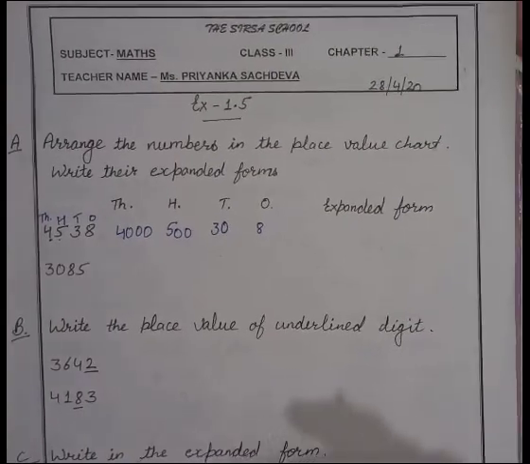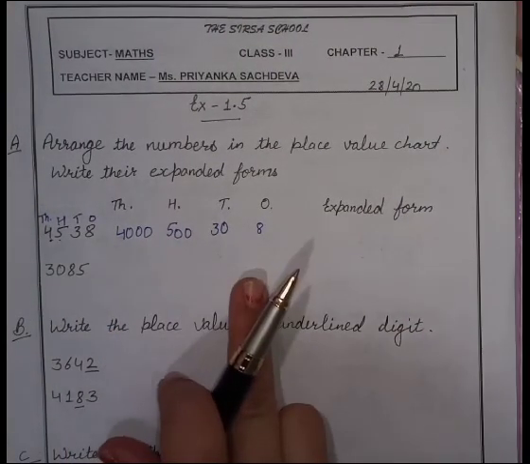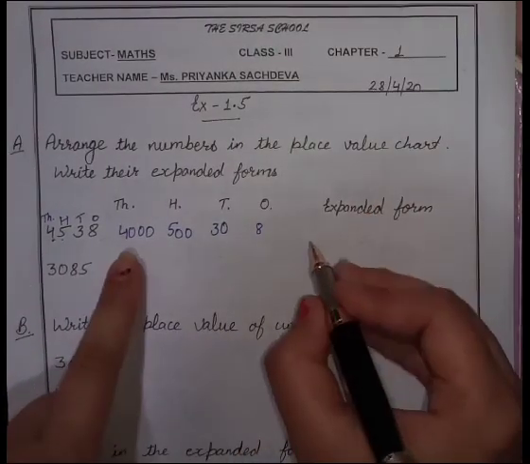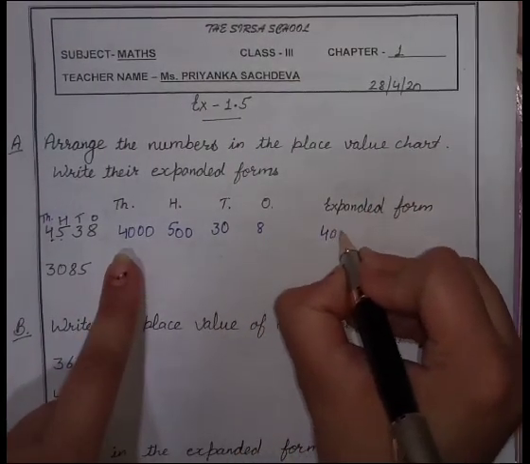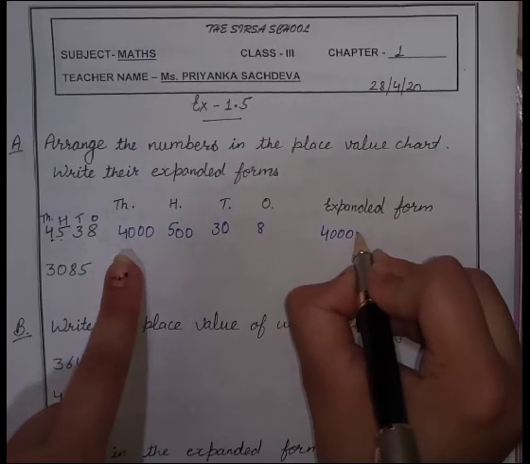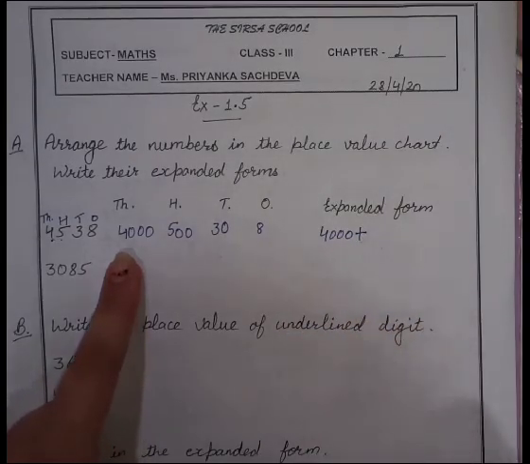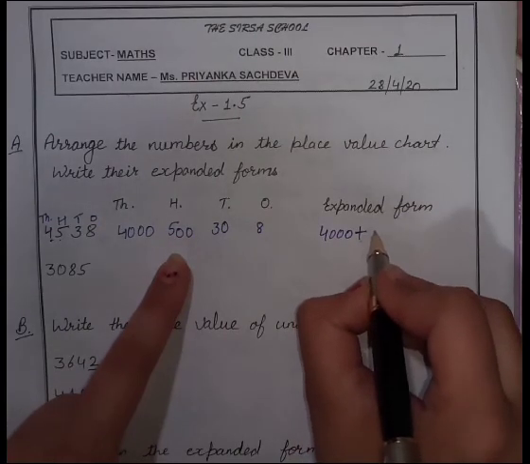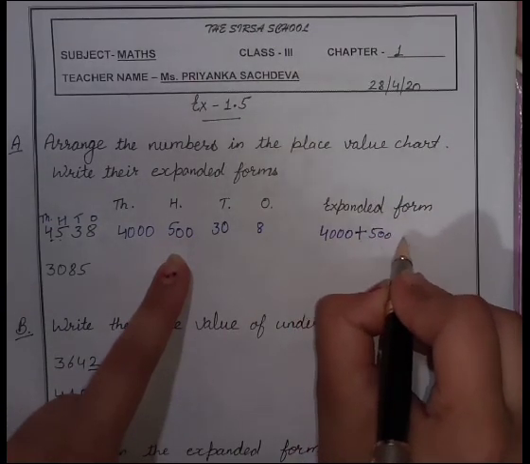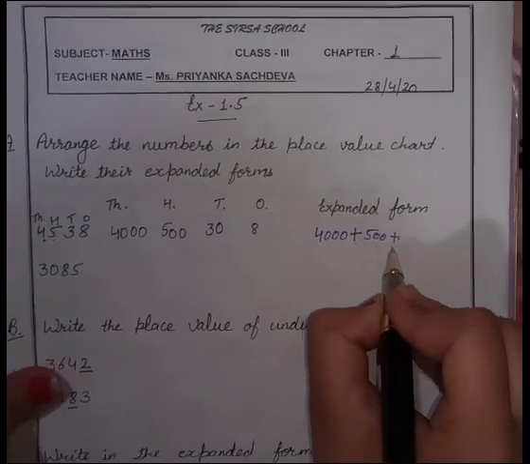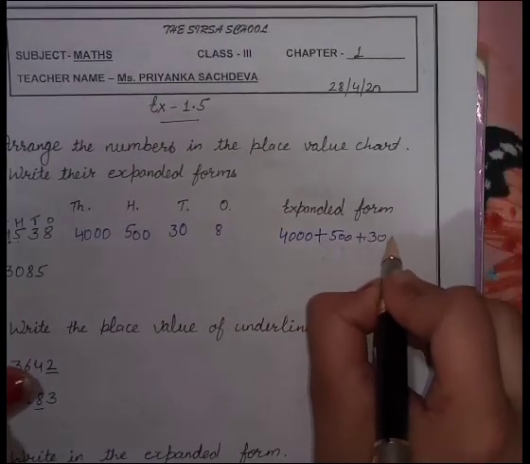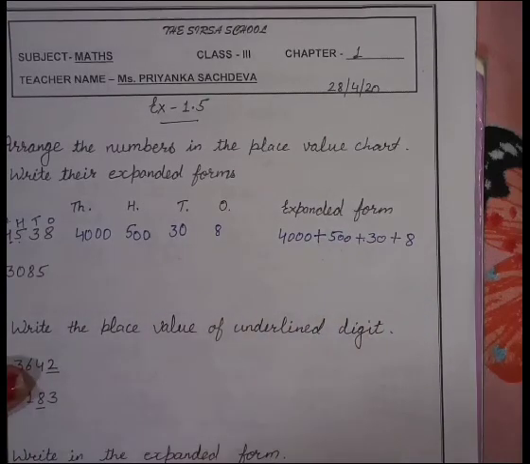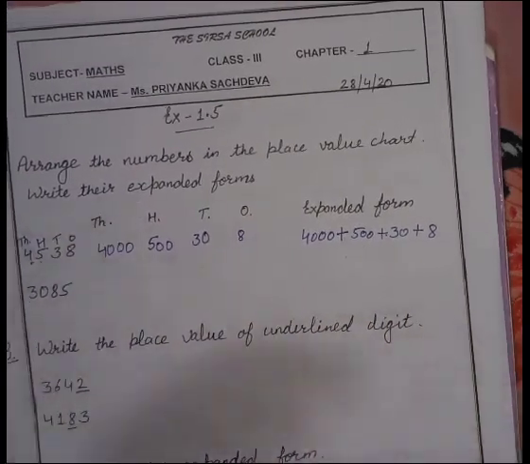Okay, with the same process you have to write the expanded form. Thousand place 4000, then write the symbol of plus, then 500, then 30 plus 8. These same numbers you will write over here with the plus symbol.